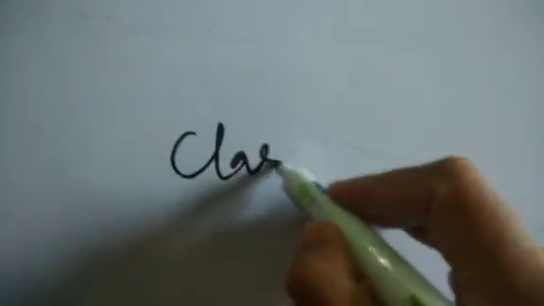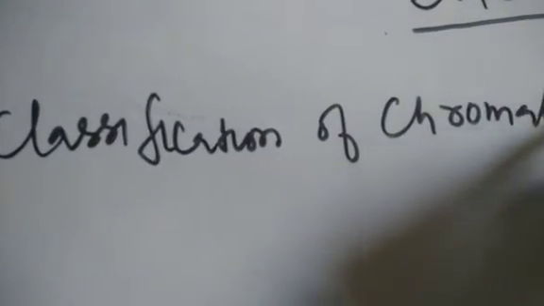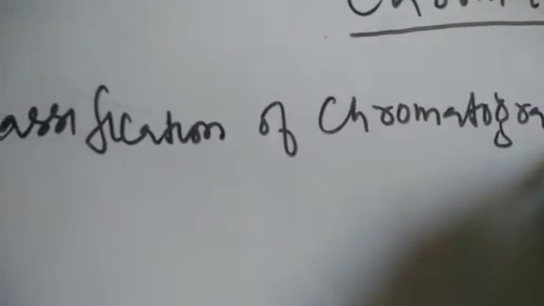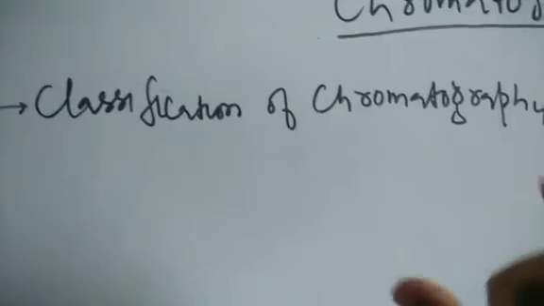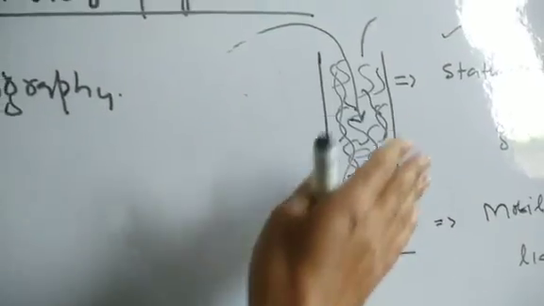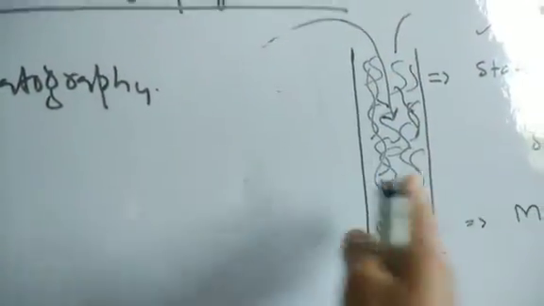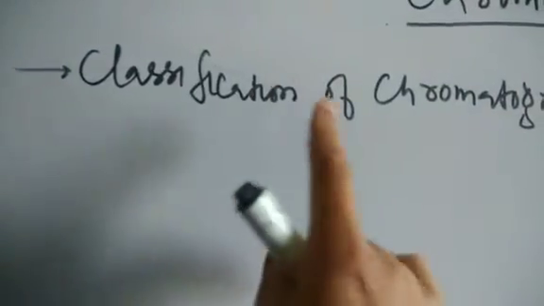Fine. Now based upon what type of stationary phase or what type of mobile phase is used, we have the classification of chromatography. I want to say again that I'm not going into the detail of the types of chromatography, but I'm trying to understand the basic terminology here. Depending on which type of stationary phase you use and which type of mobile phase, whether liquid or gas, there are different types of chromatography.